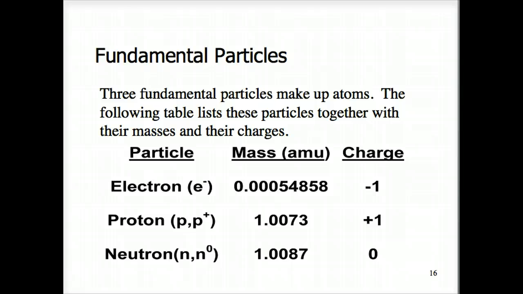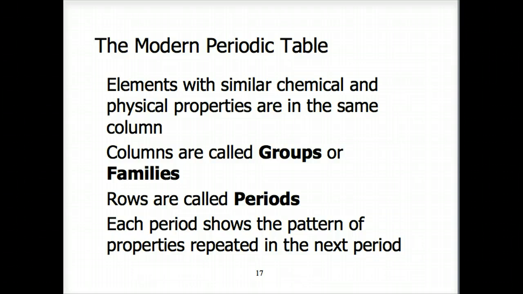Now, having looked at all the particles and the overall structure of the atom, now we're going to start examining the periodic table. The periodic table is the way that scientists have organized the elements that we know. The elements are grouped in either groups or families. Those are the columns on the periodic chart. And then they are grouped in rows called periods. Each period shows the pattern of properties repeated in the next period.